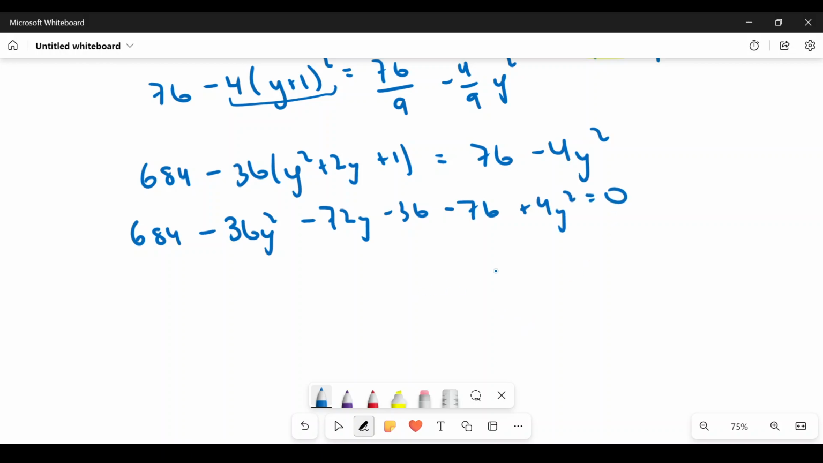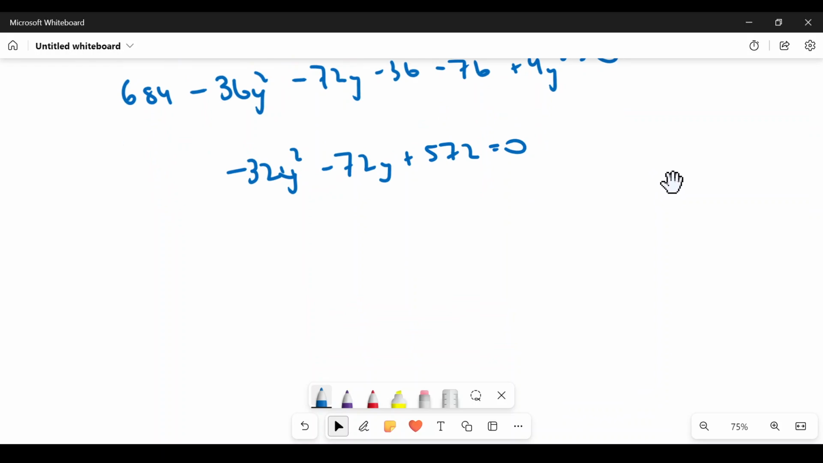Boy, it sure looks like a quadratic is coming together here. So collecting like terms, I've got negative 32y squared. And then I've got minus 72y. And then my constants, I have 684 minus 36 minus 76, which is plus 572 equals 0. So you could jump right to the quadratic formula at this point. I'm certainly not going to. Gross. Definitely I can divide by 2. Can I divide by 4? Yes, I can divide by 4. So I'm going to common factor negative 4 out.